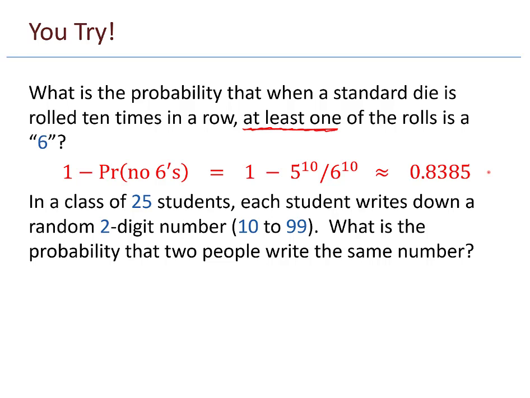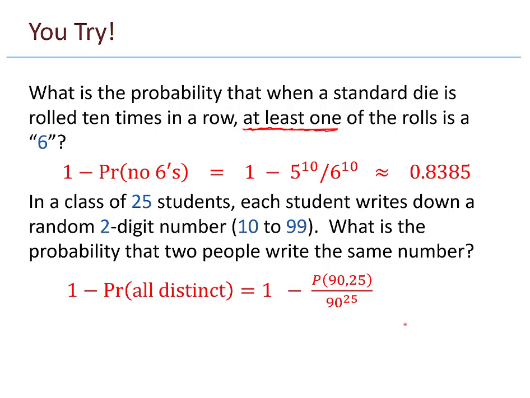The second question, in a class of 25 students, each student writes down a random 2-digit number, 10 to 99, so there are 90 of those numbers. What is the probability that 2 people write down the same number? So this is the section on complementary events, right? So you're thinking, well, what is the complement of 2 people writing the same number? I guess it would be that everybody writes down distinct numbers, right? So let's do 1 minus the probability that everyone writes down distinct numbers.